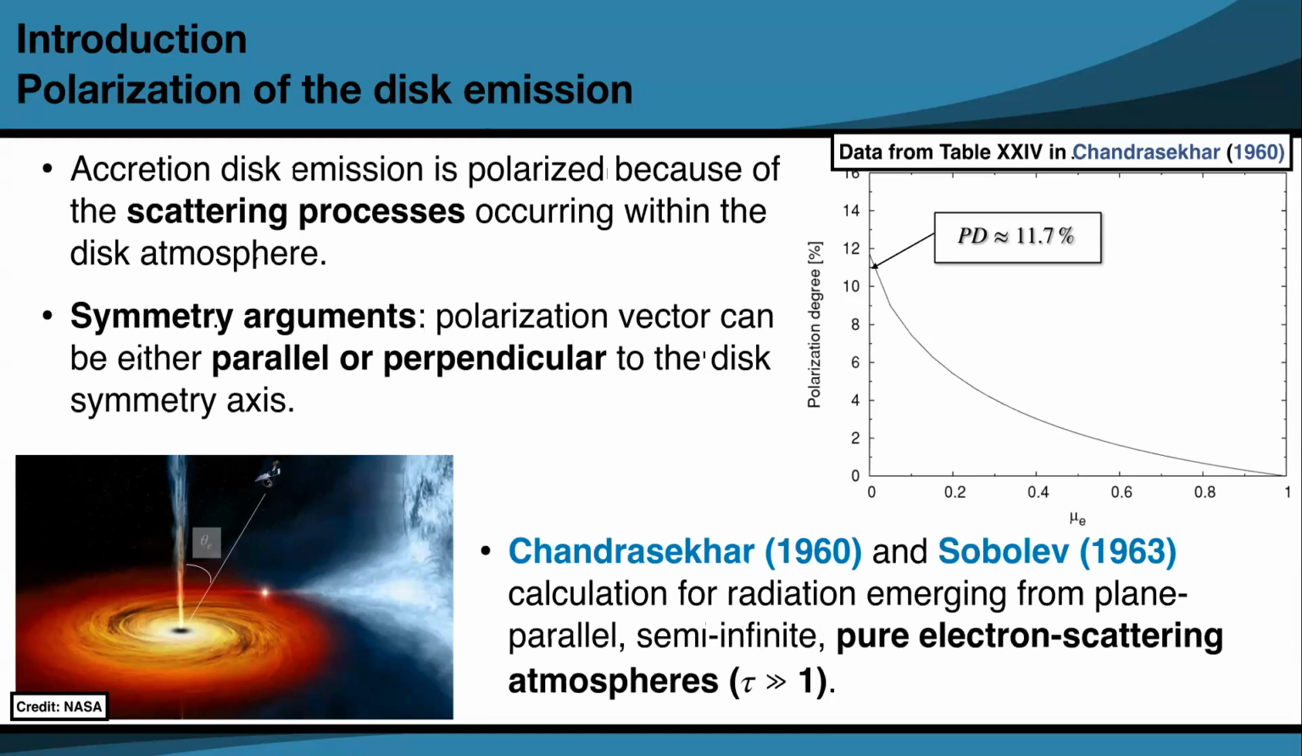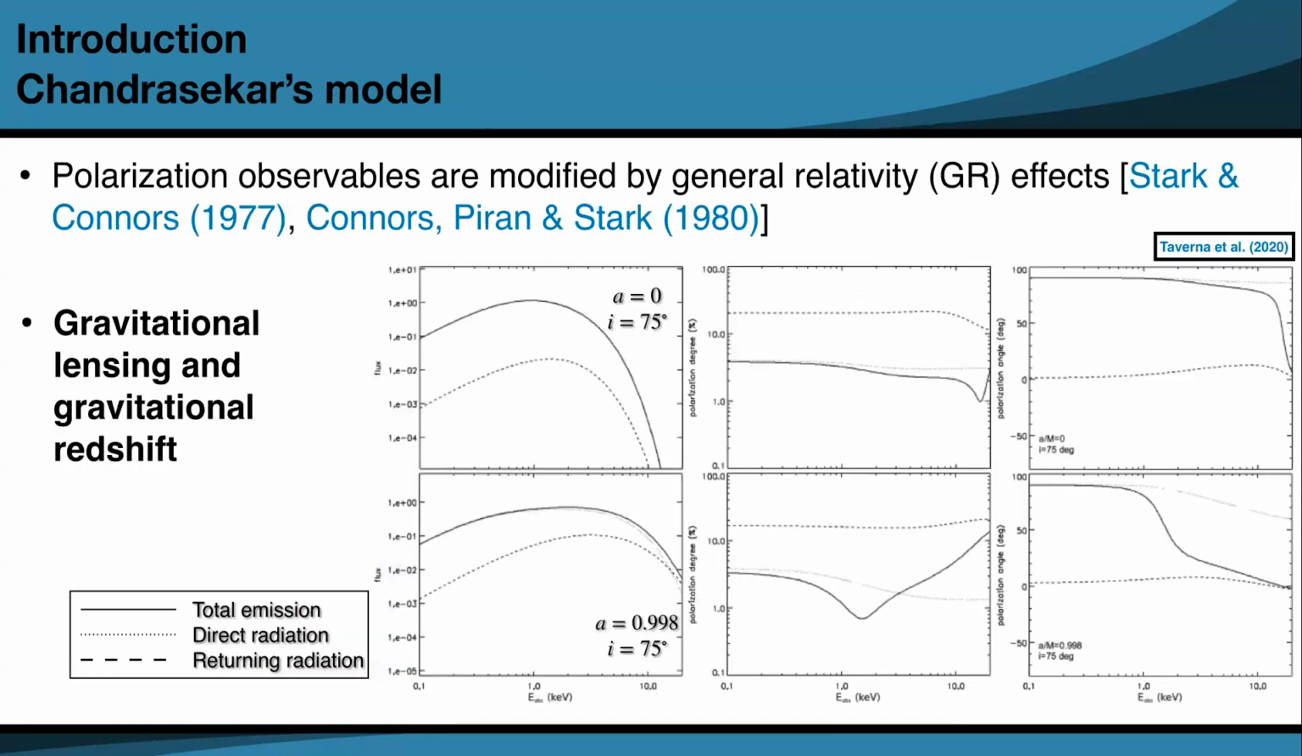So if we observe a source face-on with a 0 degree inclination angle, then we expect to observe a symmetric structure, and thus the polarization degree is expected to be 0. As we increase this inclination angle, we expect the polarization degree to increase up to a maximum of 11.7%. However, those are not the only effects affecting the observed polarization properties of these sources.